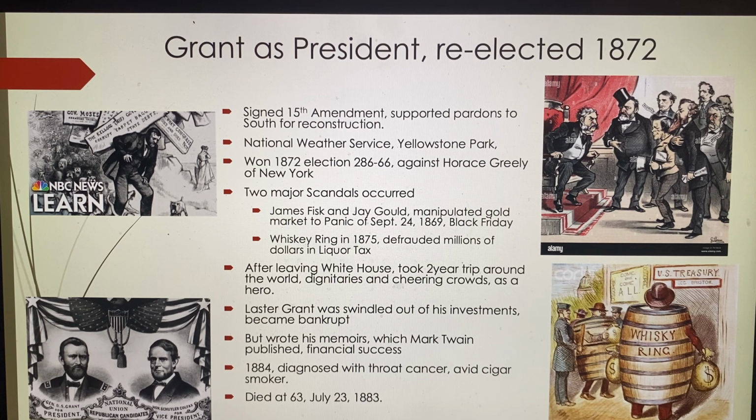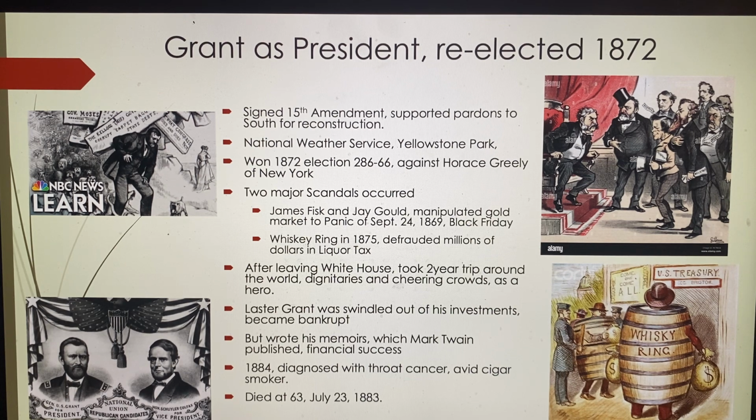Dignitaries and cheering crowds, wherever he went, came out and cheered Grant and his family. But then he came back later, and Grant was swindled out of his investments. He had investments, and of course he was pretty wealthy. But he went through some investments that his son put together, and a swindler actually swindled Grant out of all his money, and he became bankrupt at this point. So here we have a great president, a national hero, becoming bankrupt.